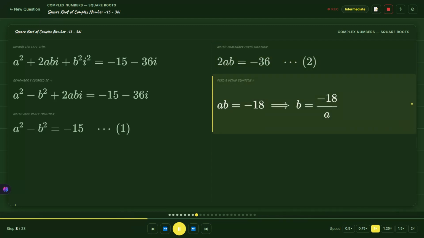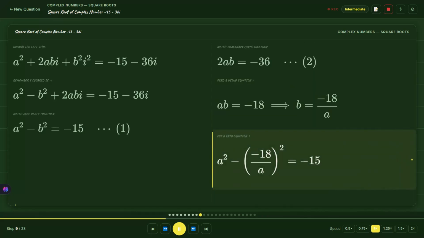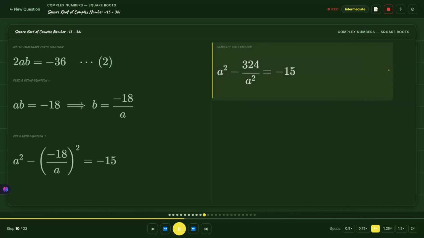Let's make equation 2 simpler. Split 2ab equals -36 into equal parts by 2. We get a times b equals -18. So b is -18 divided by a. Now let's put this value of b into equation 1. Everywhere we see b, we write -18 over a instead. -18 squared gives us 324. So we get a squared take away 324 over a squared equals -15.